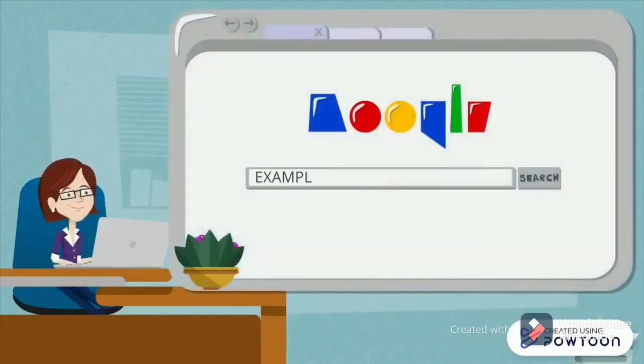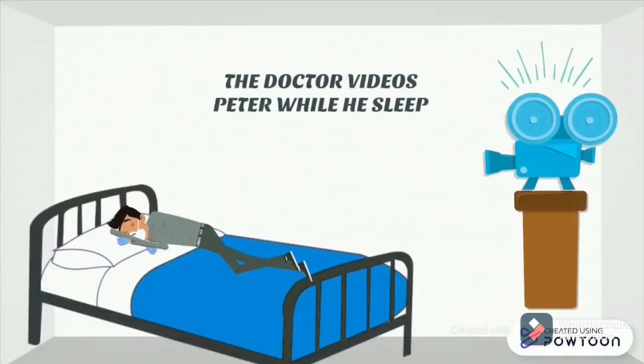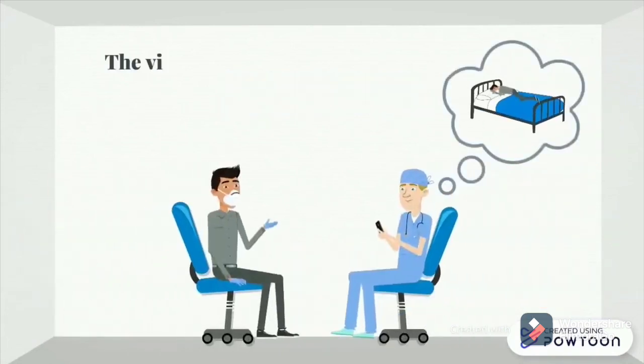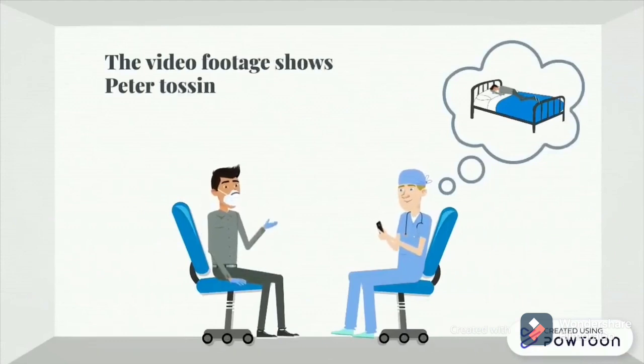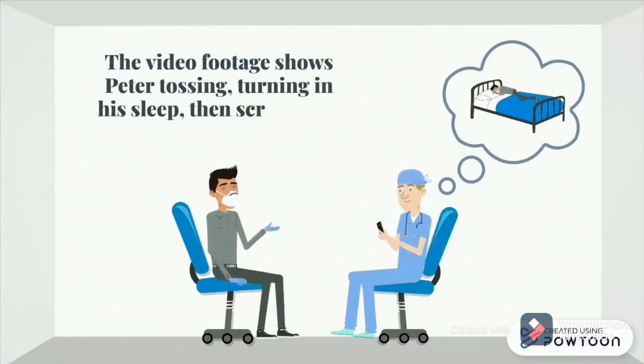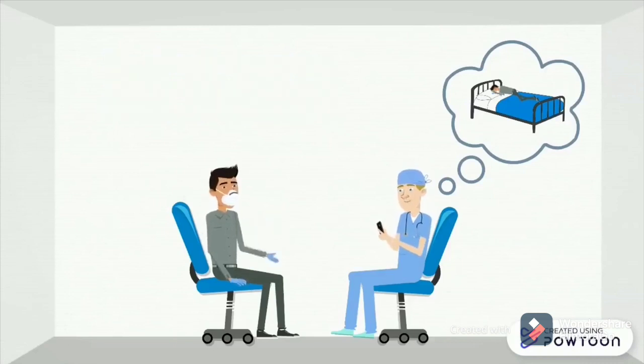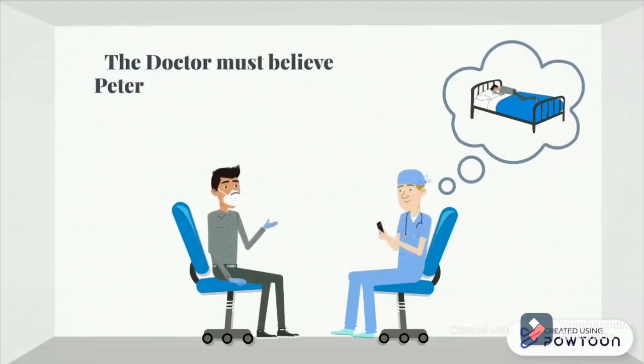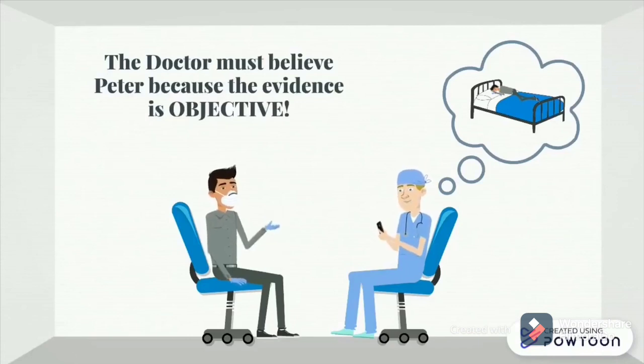Now we look at the example of objective evidence. This example is a continuation of the previous example. To prove that Peter had a nightmare, the doctor videos him while he sleeps. Then, the doctor examines the recording the next day. The video footage shows Peter tossing and turning in his sleep, then screaming. The doctor can see that Peter wakes up in the night sweating profusely and clearly scared. Now, the doctor must believe Peter because the evidence is objective. In other words, there is proof that shows Peter has a nightmare.